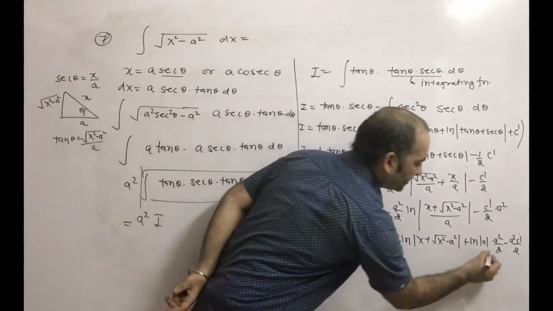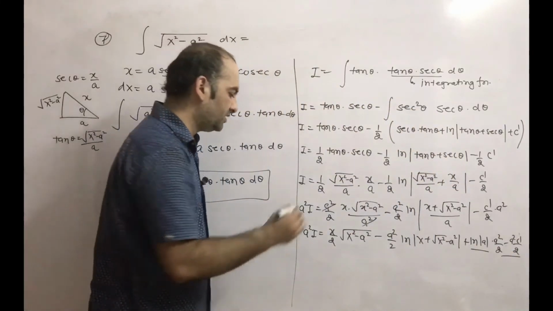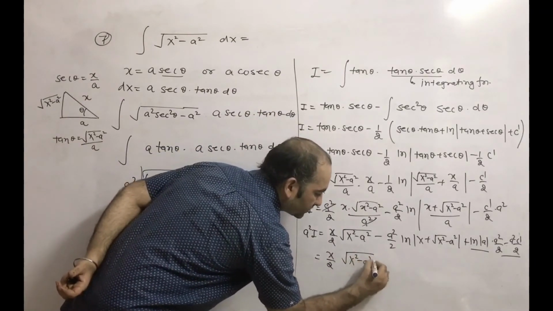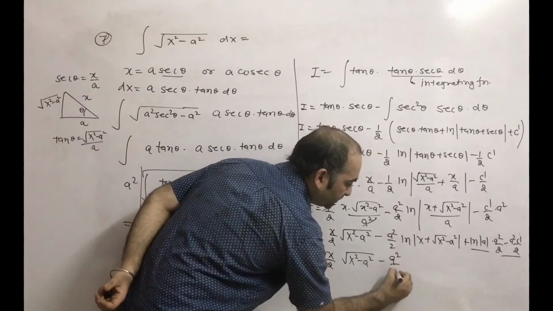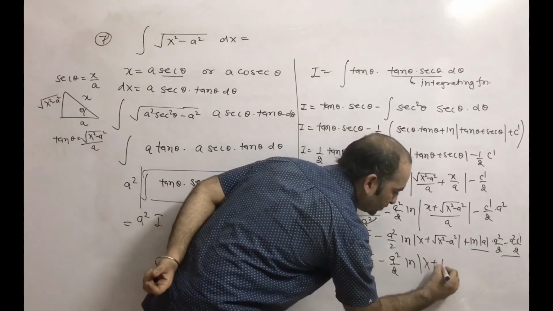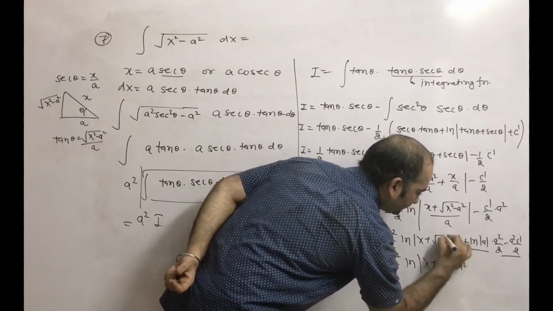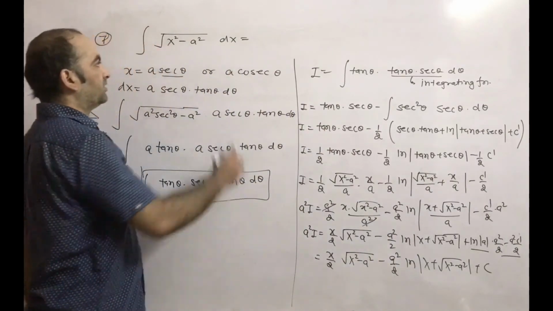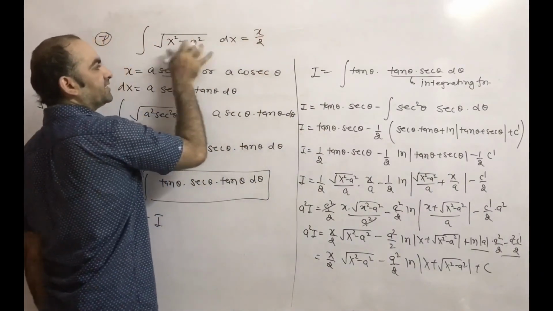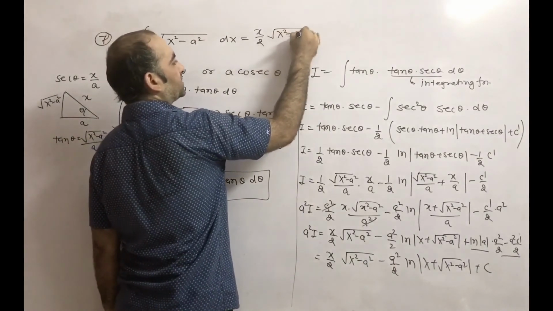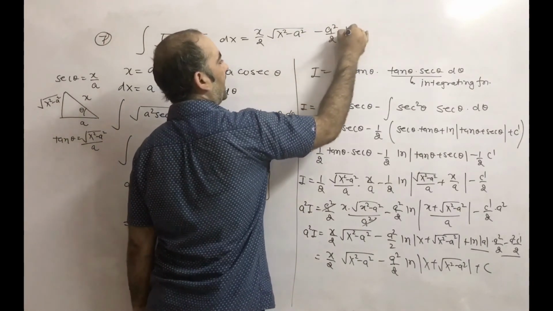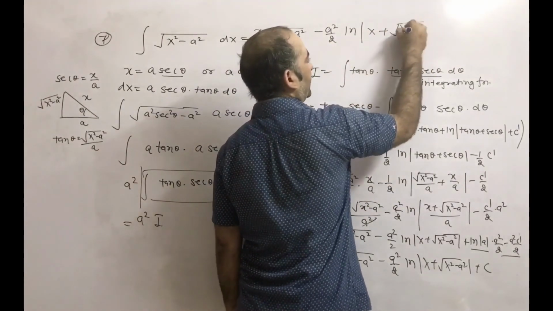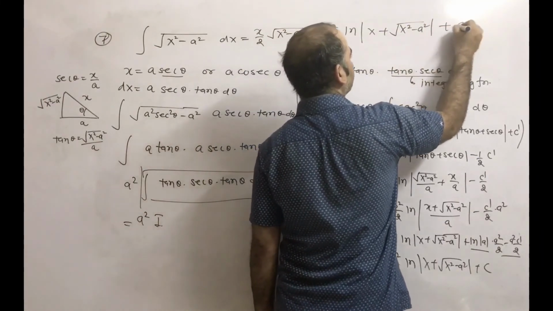This is a constant, this is also a constant. So constant minus constant is a constant. So we can add it as c. This is the formula: the integration of root over x square minus a square dx equals x by 2 root over x square minus a square, minus a square by 2 ln modulus of x plus root over x square minus a square, plus c. This is your formula.